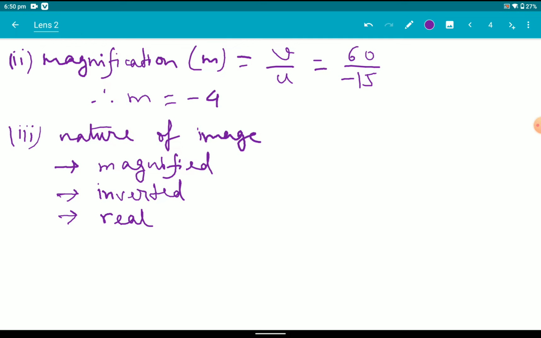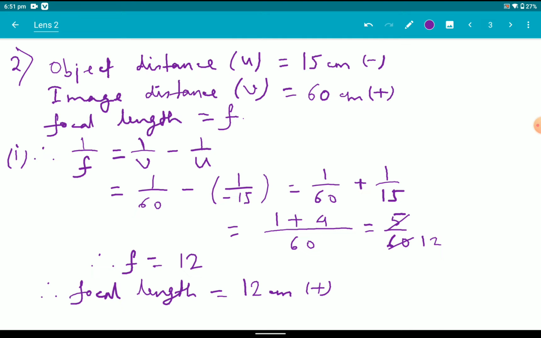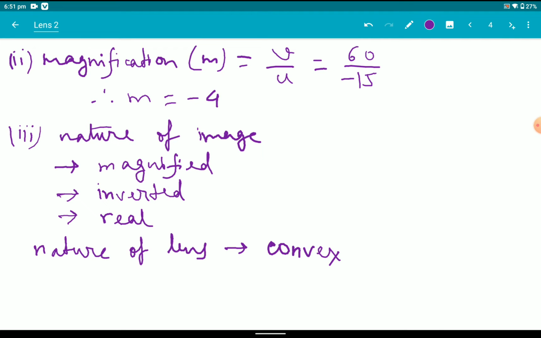Okay, so this is the nature of the image. And just extra information, you can also say that the nature of the lens, this is not mentioned in the question, I'm just discussing it separately, will be convex. Why? See, the value of the focal length is positive in nature, hence it will be a convex lens. Okay, so this is the solution.